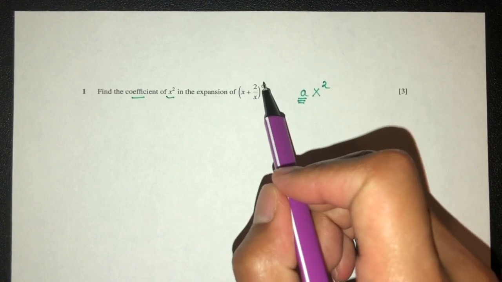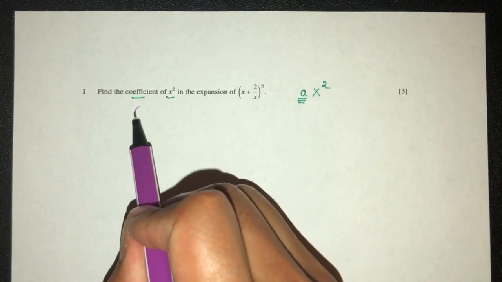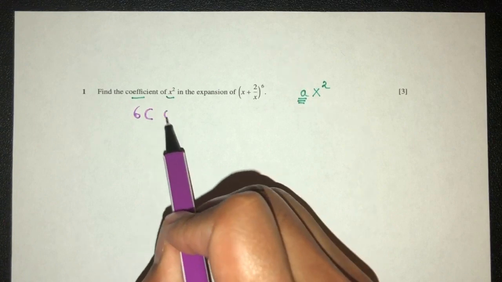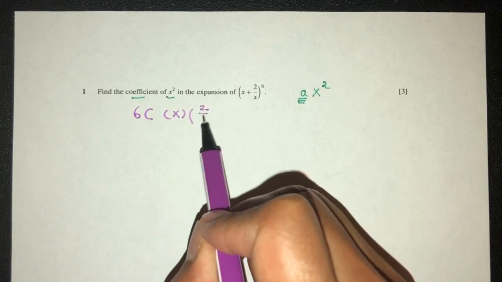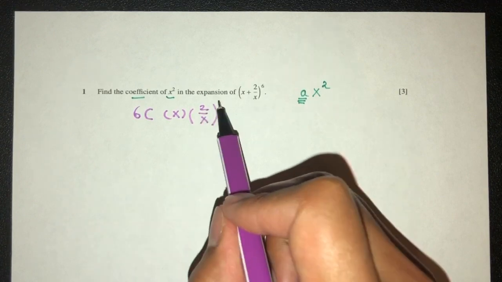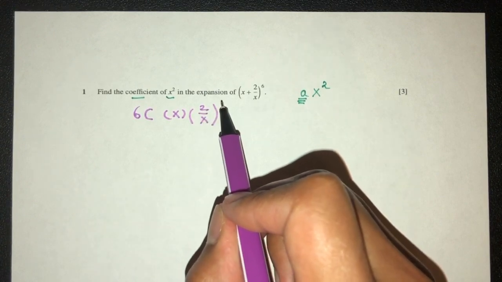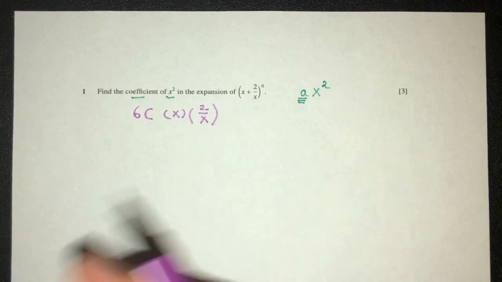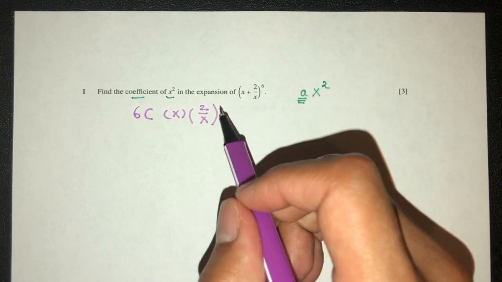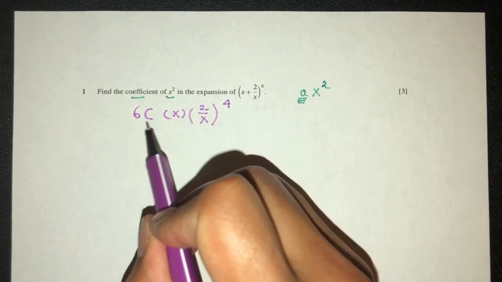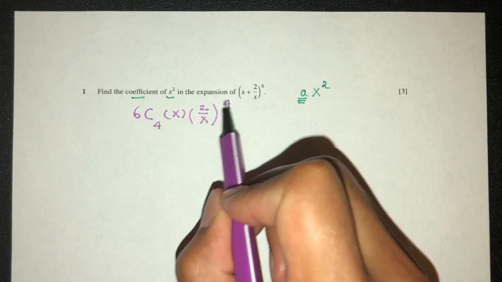For example, here, if you were to expand this, you will do 6 choose something, the first term is x, and then here we have plus 2 over x. Now we have to choose the power here. So what power can I choose so that I can have x squared as my term? Now by trial and error, we can observe that if you choose 4 here, this will have to be 4. Again, this and this will always match.